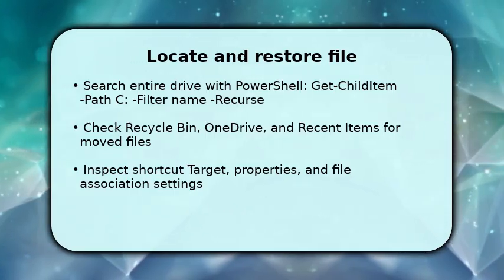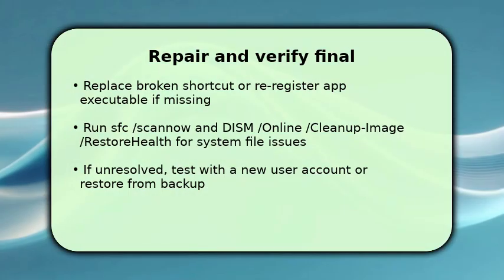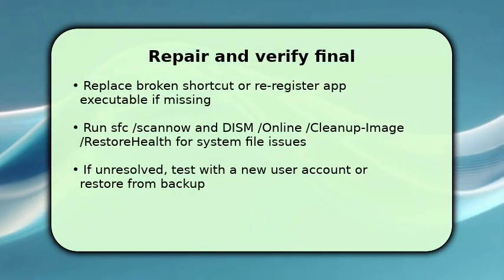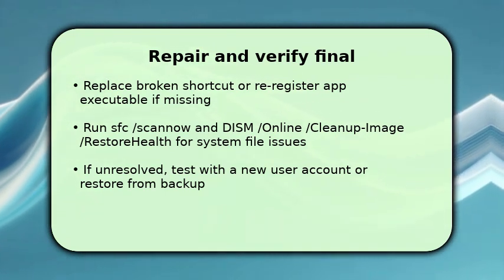Once you've found the file, update the shortcut, repair the reference, and verify everything works. If a shortcut was broken, recreate it pointing to the correct file. If the executable is missing, reinstall or re-register the app.